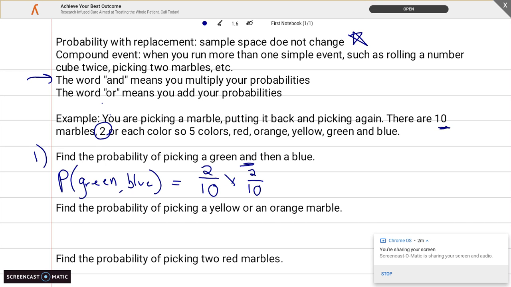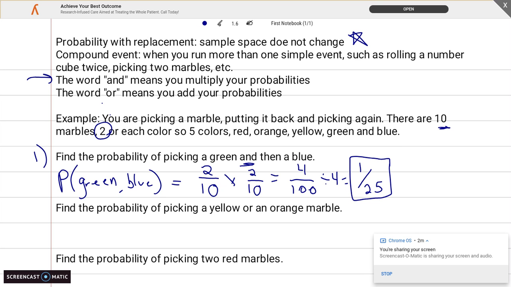Now, when we pick the marble, we put it back. So that means our sample space, our denominator, didn't change. So now we just multiply straight across and simplify. 2 times 2 is 4. 10 times 10 is 100. And I can reduce this by dividing numerator and denominator by 4. I'm going to get 1 over 25 as my final answer. So that means every 25 times I run this experiment, I will get 1 green and 1 blue when I pick.